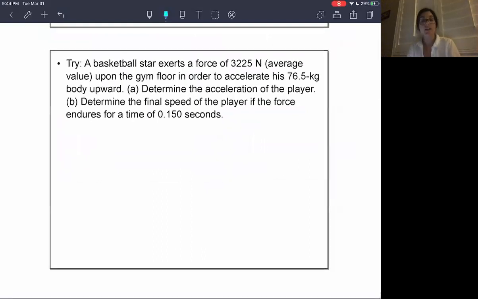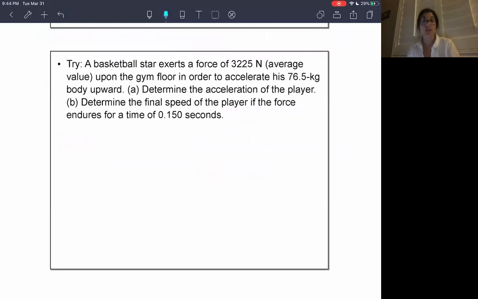So the next problem is a try. It's got two parts. I would say go ahead and try part A, pause the video, and when you're ready to check your answer, unpause. All right, if you're watching this, I'm assuming you've attempted part A, so let's get started. A basketball star exerts a force of 3,225 newtons, average value, upon the gym floor in order to accelerate his 76.5 kilogram body upward. Determine the acceleration of the player.